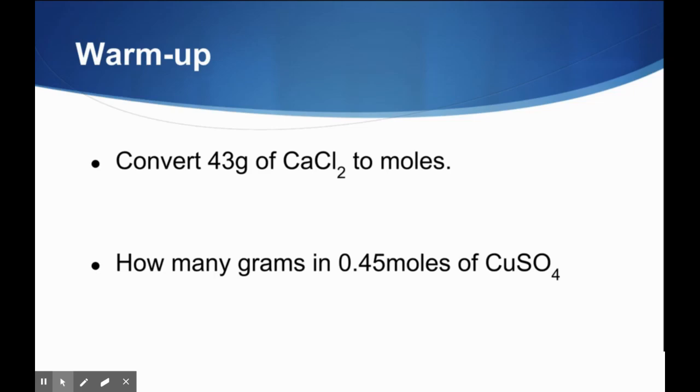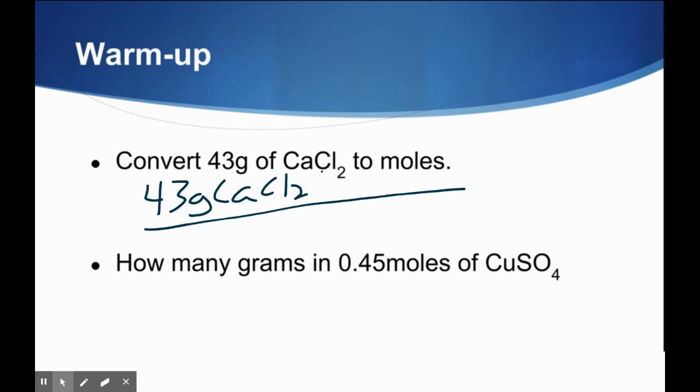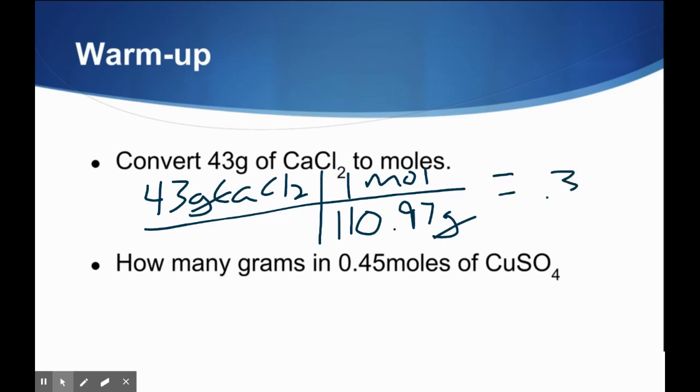Okay, so to convert 43 grams of calcium chloride to moles, you start with your 43 grams. You need the molar mass of calcium chloride, which is 110.97 grams over 1 mole. So grams cancels out, and we are left with 0.39 moles of CaCl2.